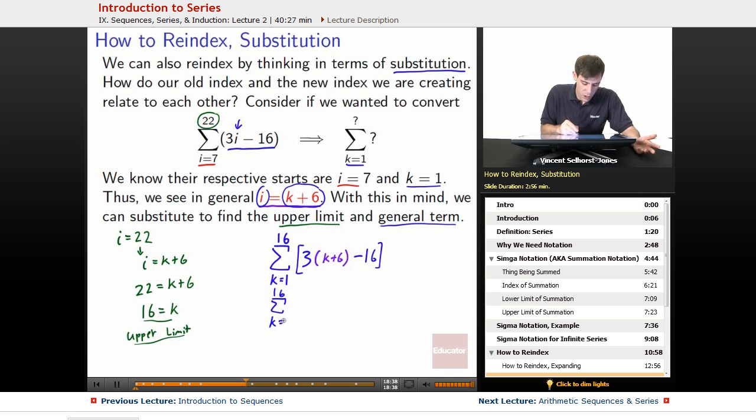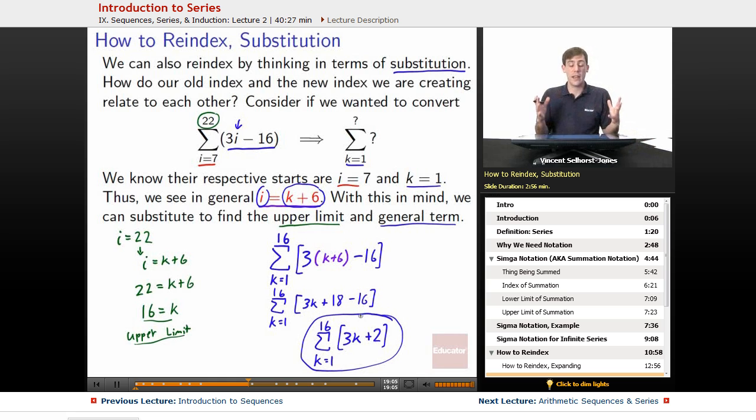So the upper limit and lower limit are indexed. They'll all stay the same throughout. So we work this out. 3 times k plus 6 gets us 3k, plus 3 times 6 is 18, minus 16. And so we get 16 for our upper limit, k equals 1 for our index and lower limit. 3k plus 18 minus 16 simplifies to 3k plus 2, which is exactly what we had the first time when we did this through expanding it. So substitution, expanding, they both work the same way.